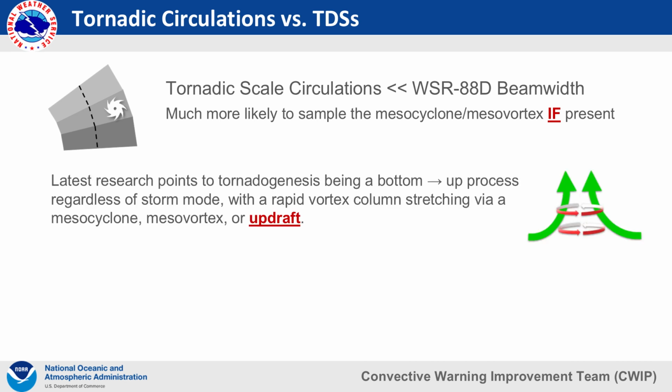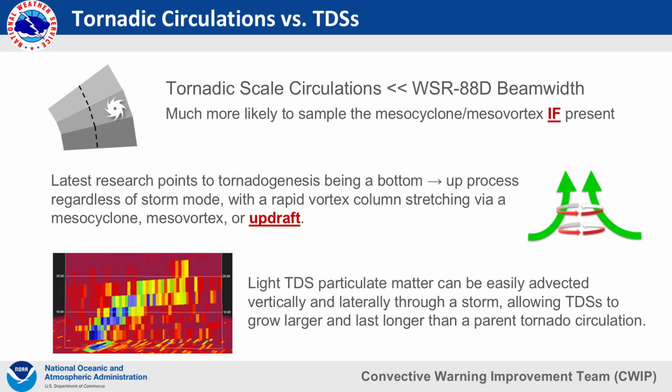Now, the latest tornado research over the last 5 to 10 years has uncovered an increasing body of evidence that tornado genesis is a bottom-up process, with a near-surface vortex undergoing rapid stretching and amplification via an updraft, a mesocyclone, or a mesovortex. And some of these circulations can be quite shallow based on the storm mode or the environment. Meanwhile, TDSs are really a whole different beast when it comes to comparing them to tornado circulations. They contain light particulate matter and can quickly and easily be advected throughout a convective cell and grow larger and last longer than the actual tornado.